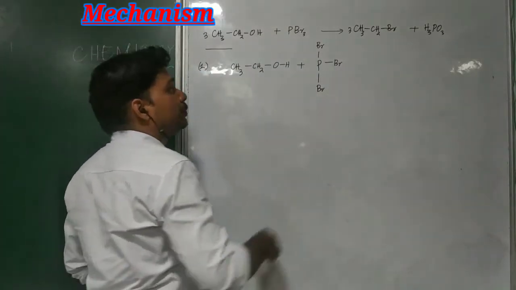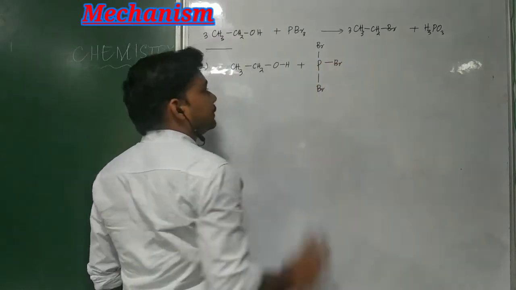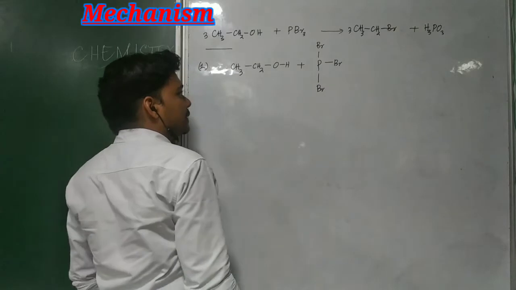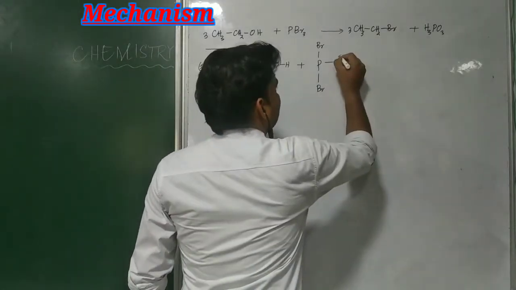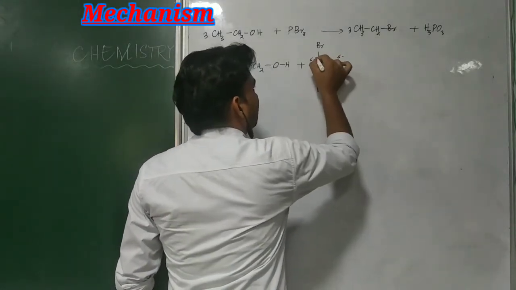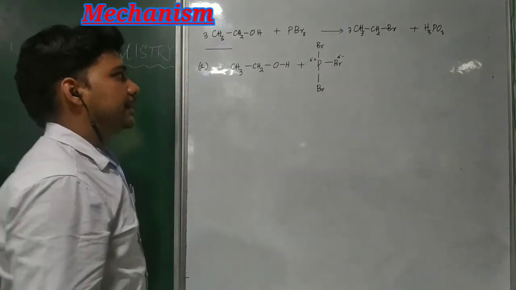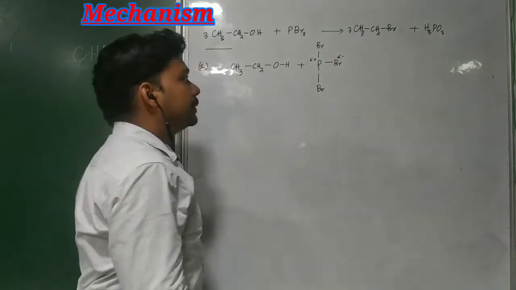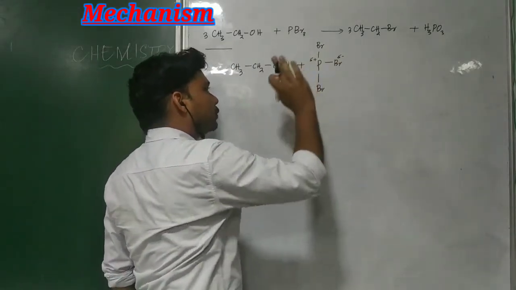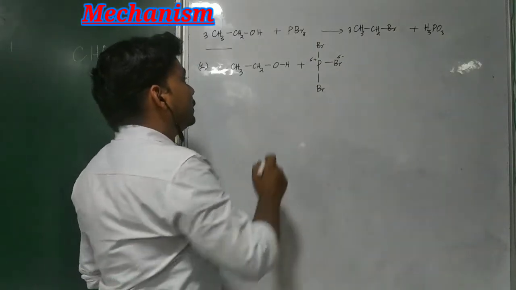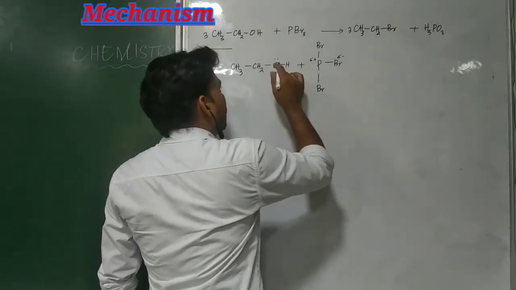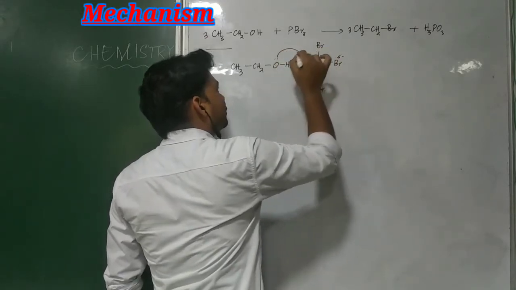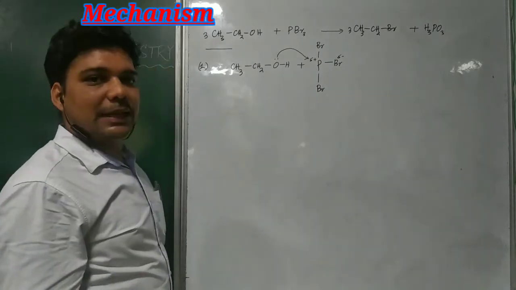In phosphorus tribromide, 3 polar bonds are there. Br, these are the more electronegative atoms. Partial negative charge will be developed over this Br and partial positive charge will be developed over phosphorus. In the same way here, partial negative, partial positive, partial negative, partial positive. Sufficient positive charge will be developed over this phosphorus atom. This alcohol, which contains oxygen with a lone pair of electrons, through this atom it will attack this phosphorus atom.